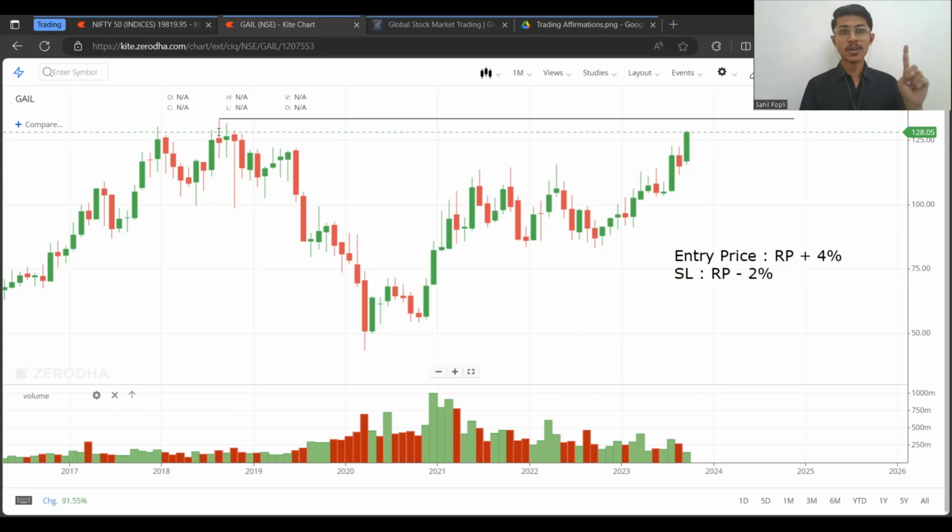Entry price equals 133.15 plus 4%, and our stop loss is going to be the resolution point minus 2%, which is 133.